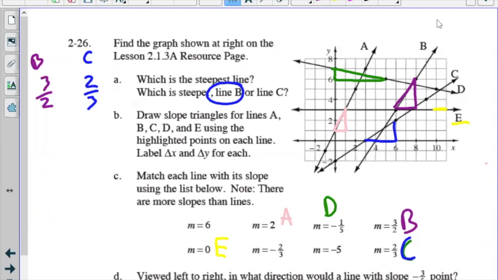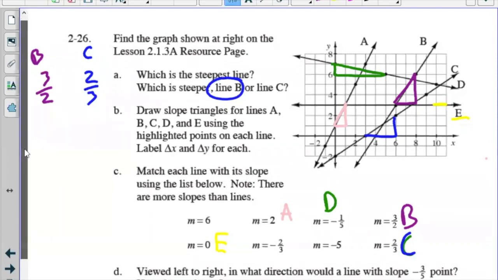Now if we look at D, if I view from the left to the right, which direction would align with the slope of -3 divided by 5? And remember that if I have a negative value, it is pointing down. So if I have a negative slope, it is pointing down. So we know that that will be pointing down.